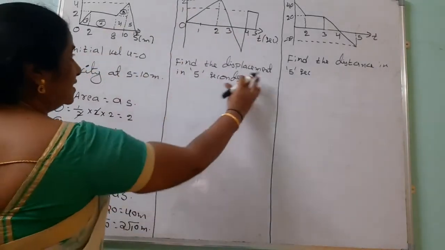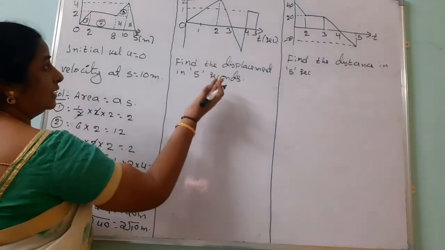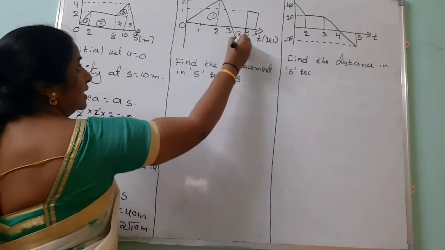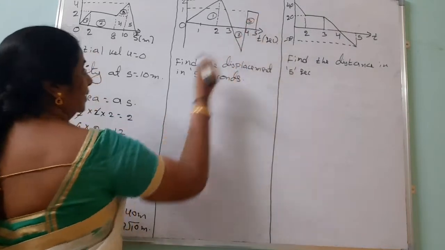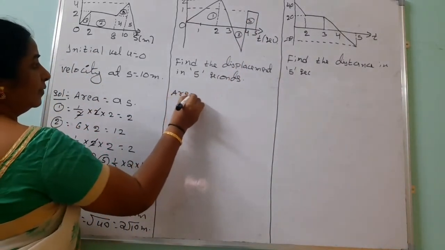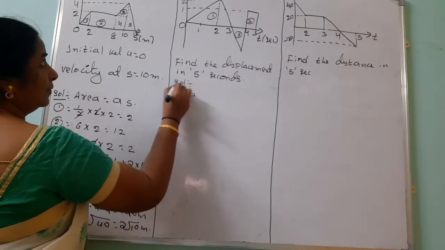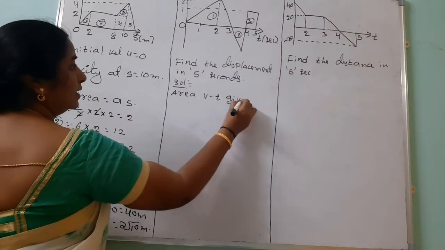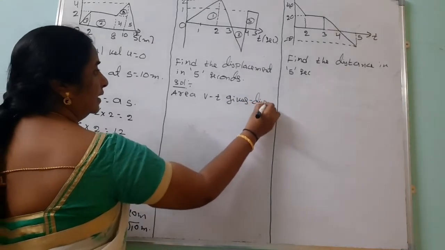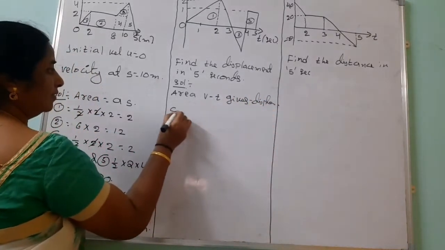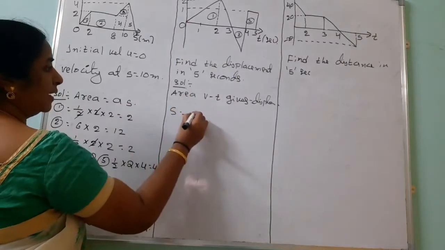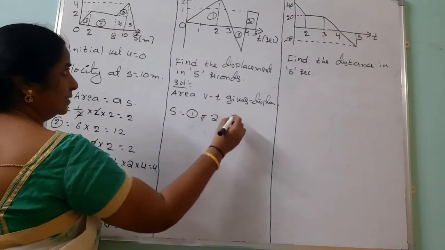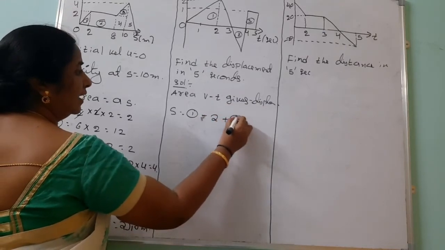See, displacement, you know, is a vector quantity. We should divide this into the first part, the second part, and the third part. So the area under the velocity-time graph gives the displacement. So S equals area of first part, plus area of second part, which we take as minus, plus area of third part.